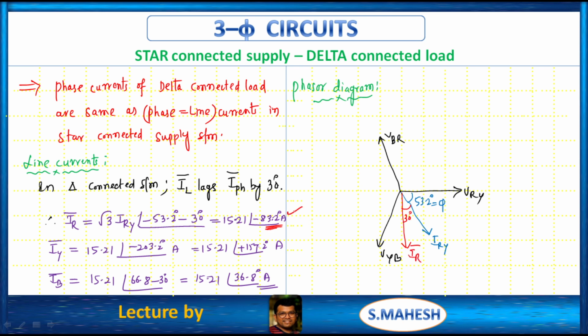From this you can say this is minus 83.2. The minus means it lags VRY by 83.2 degrees; minus indicates a lagging angle. But from the phase current, it lags by 30 degrees. Always the phase displacement between line current and phase current in delta connection is 30 degrees. Clear. Then we all know that the phase angle between phase current and phase voltage is 53.2.